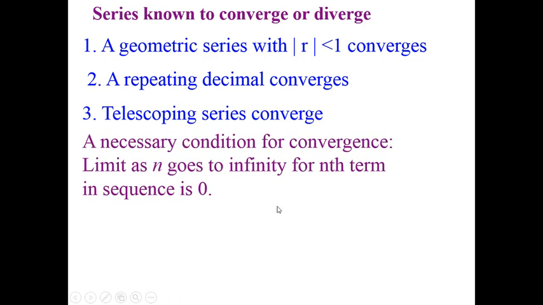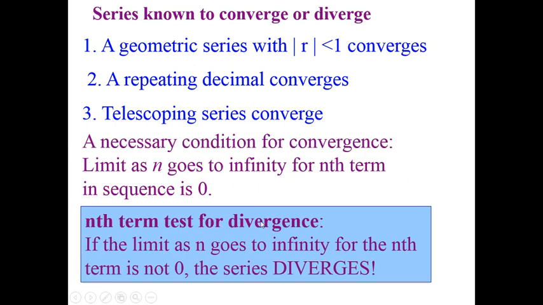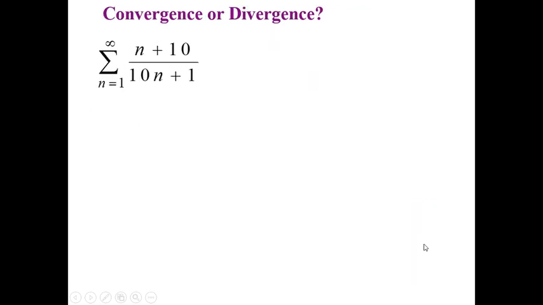A necessary condition for convergence is that the limit as n goes to infinity of the nth term in the sequence is 0. So that's just the first one you always have to test. If the limit as n goes to infinity of the nth term is not 0, then the series diverges. Convergence and divergence, so here are some examples.